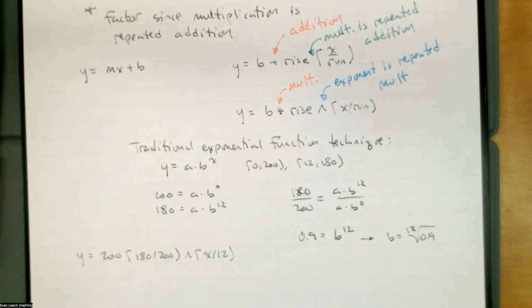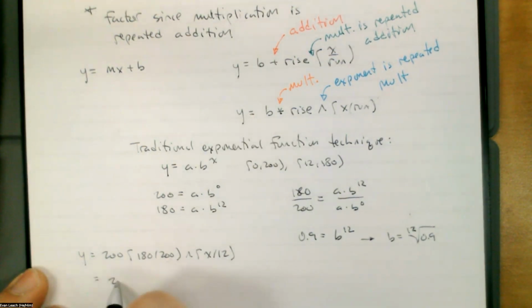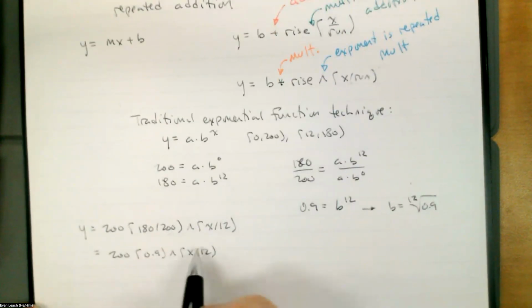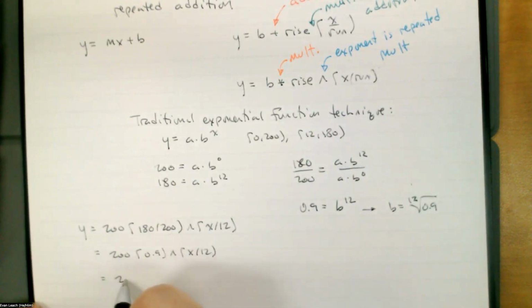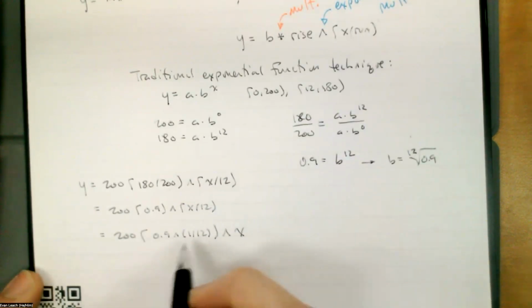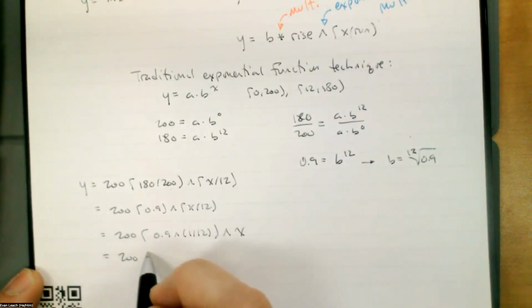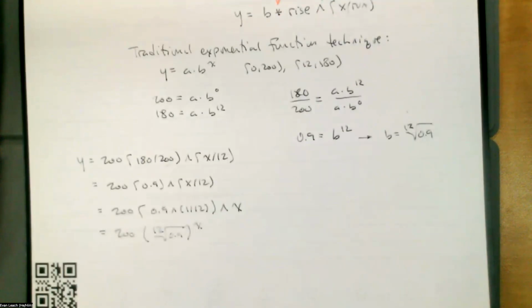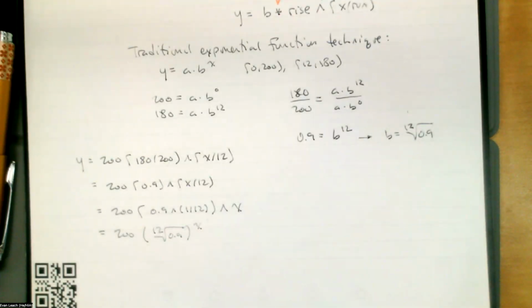Now, if we rearrange this, we have all the same numbers. 200 times 180 over 200, which is the 0.9, still to the x over 12. If we rearrange this exponent here, this is going to be 200 times, I'm going to write it out, 0.9 to the 1 over 12, and then all that gets raised to the x. And this thing in the middle here is the 12th root of 0.9. We get the same result.